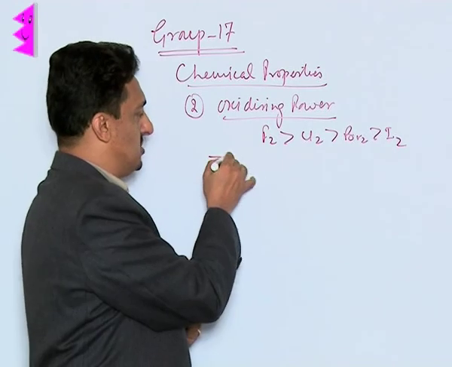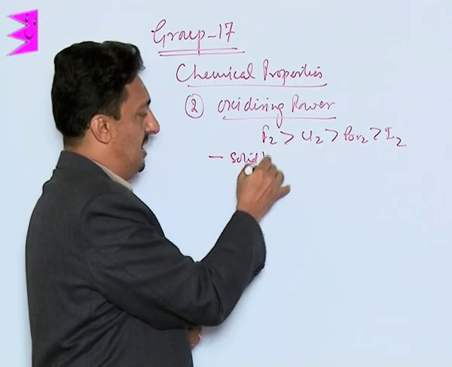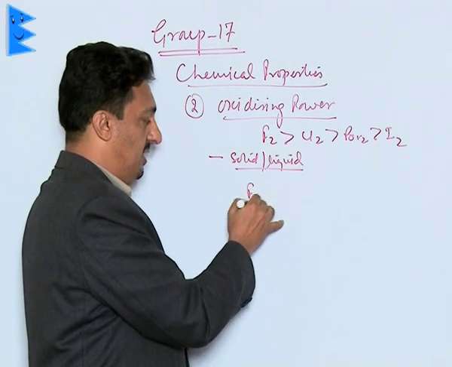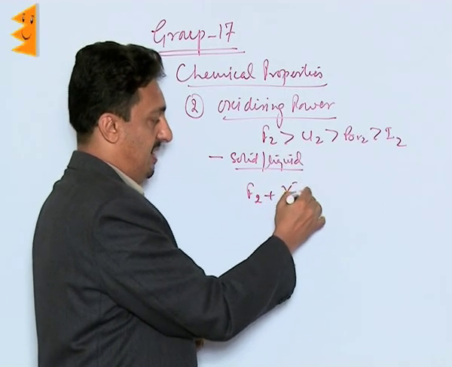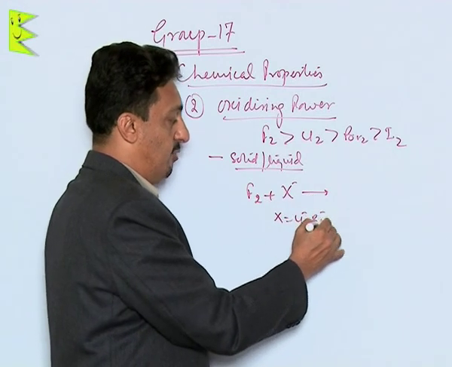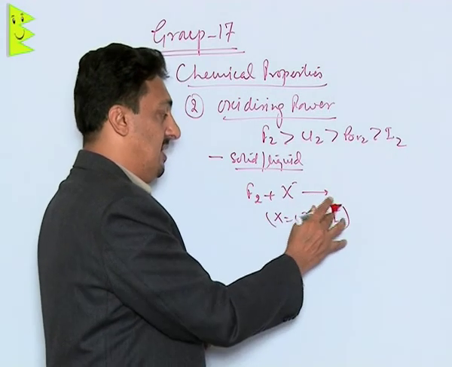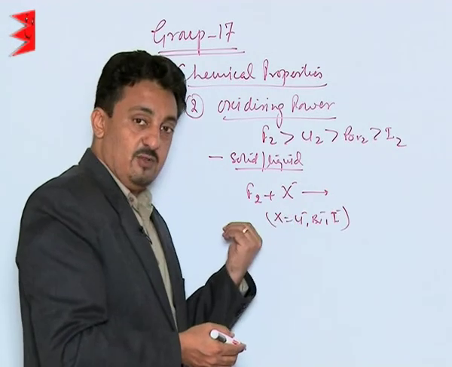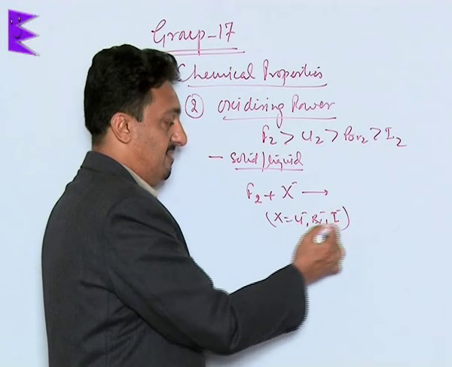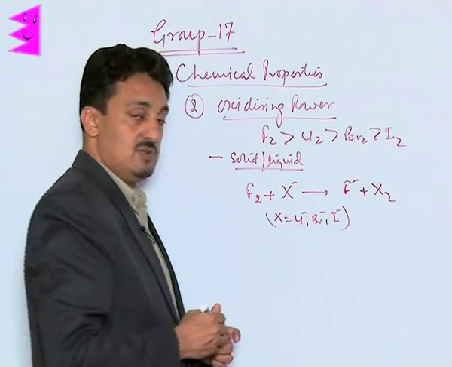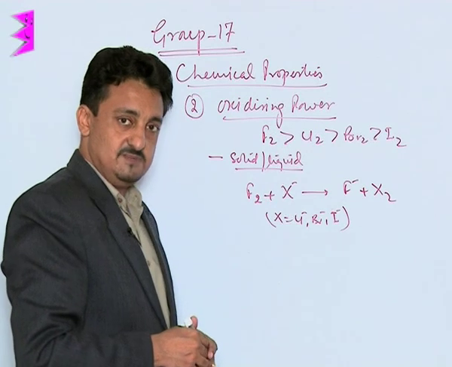They can show this oxidizing power in solid or in the liquid state like this. If we take fluorine and we have any of these X minus, which can be chloride or bromide or iodide, since fluorine is more powerful, it can take out electrons from these X minus and oxidizes them to their X2 state.